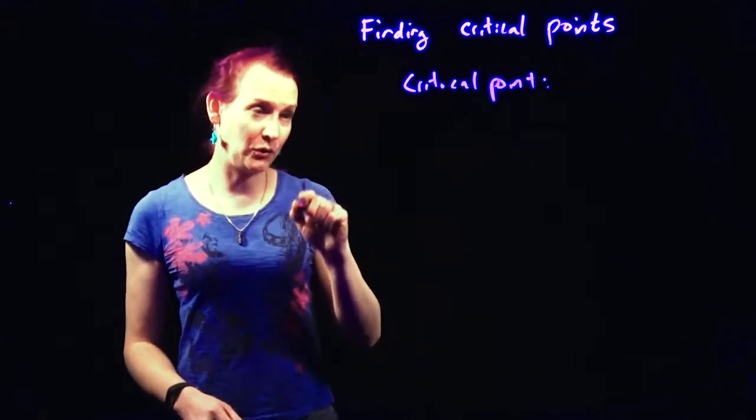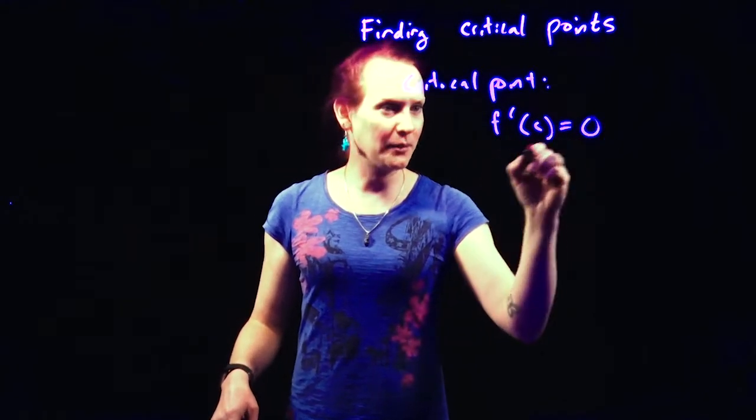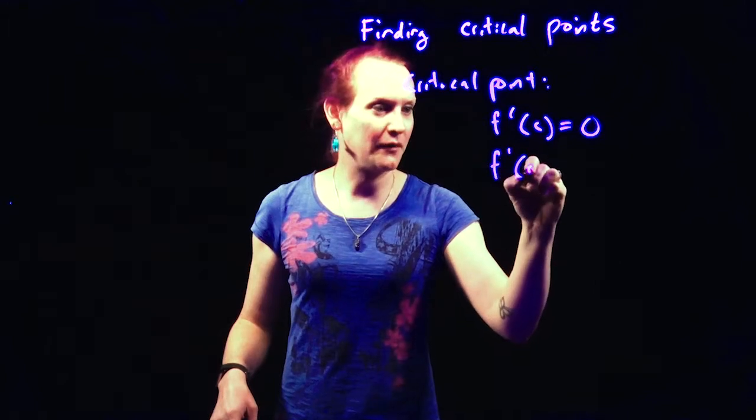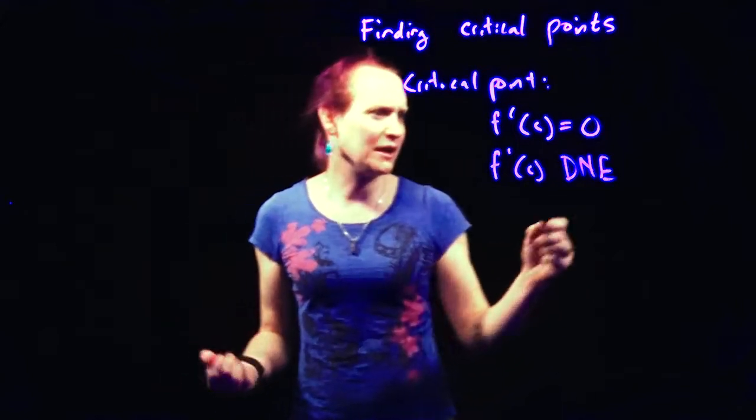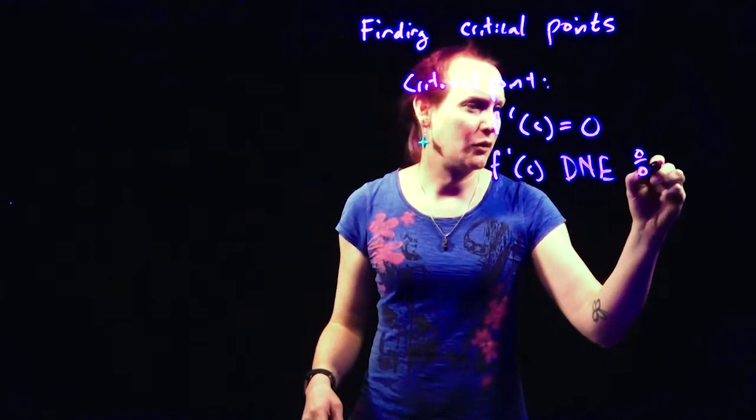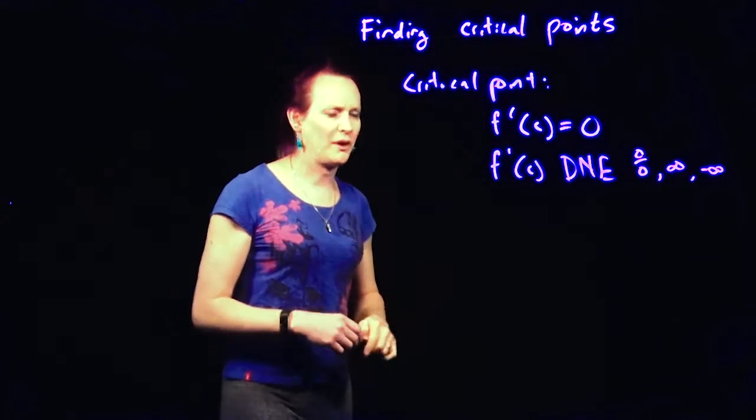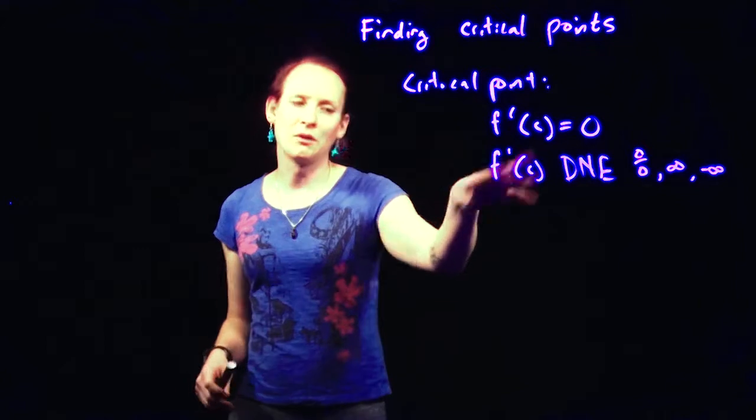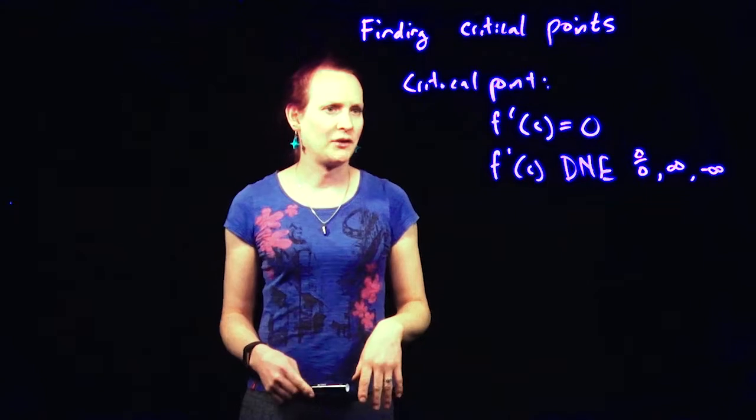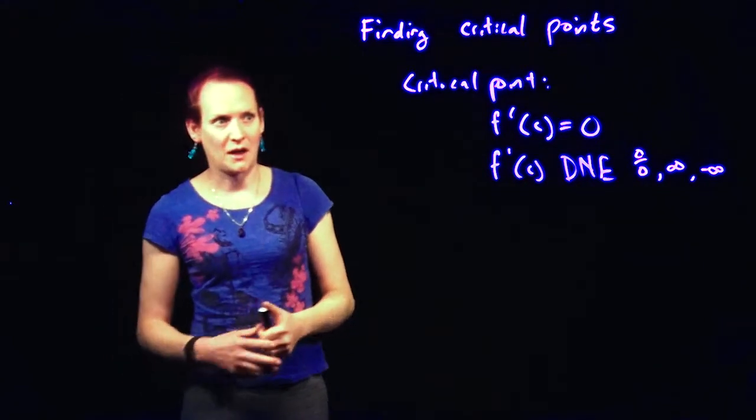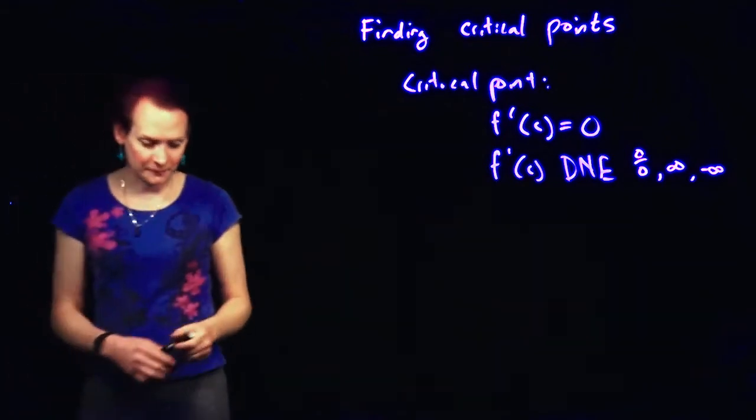is a place where one of two things happens. Either f prime of c equals 0 or f prime of c does not exist. And that could be because we have 0 over 0 or infinity or minus infinity or whatever reason. I don't know what this value is, but it's one of those two things. So I'd like to go through a couple of examples where we find critical points of functions.